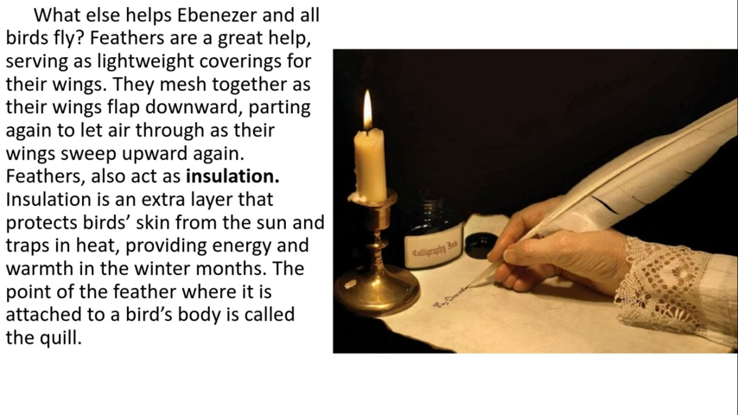What else helps Ebenezer and all birds fly? Feathers are a great help, serving as lightweight coverings for their wings. They mesh together as their wings flap downward, parting again to let air through as their wings swing upward again. Feathers also act as insulation. Insulation is an extra layer that protects birds' skin from the sun and traps in heat, providing energy and warmth in the winter months.